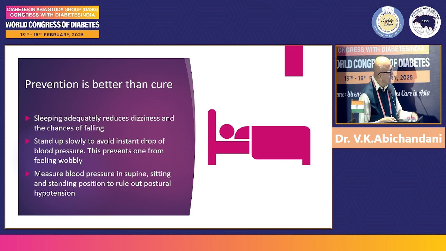Stand up slowly. That should be our advice to all our elderly diabetic patients, to avoid instant drop of blood pressure, and this prevents one from feeling wobbly. And as clinicians, we should be measuring blood pressure in supine, sitting and standing position to rule out postural hypotension.